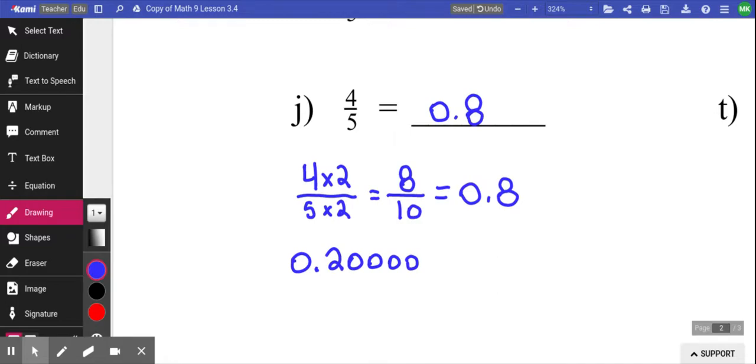Okay, I like that doubling trick with fifths. It usually makes your life a lot easier, but sometimes people get confused by it. So if you just want to keep adding 0.2s, that works for me.